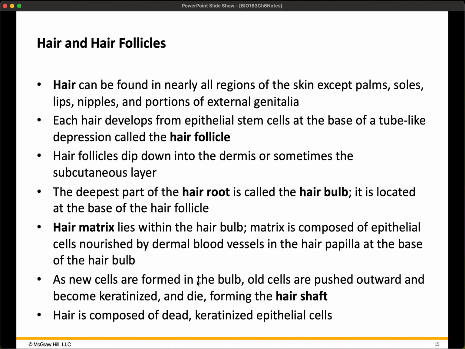And there it is. As the cells are formed in the bulb, they push outward, they get keratinized, they die, and they become the hair shaft, the actual portion that you would think of as a hair and the part that you can touch. So then, therefore, hair is composed of dead, keratinized epithelial cells. So it sounds just like our normal skin cells, but it's just modified slightly. So that's why we call it the derivatives.